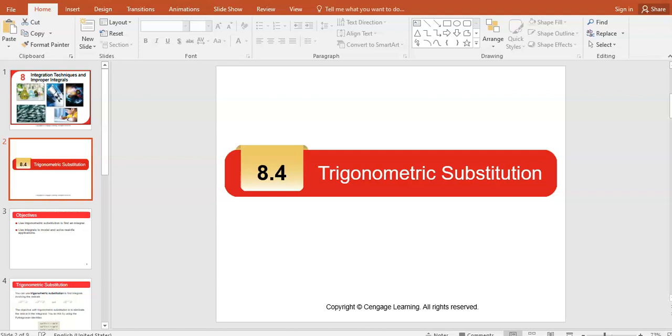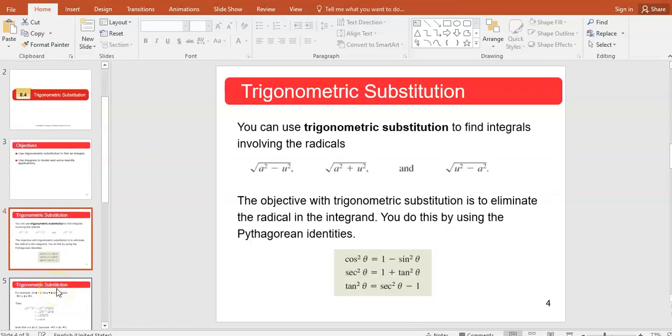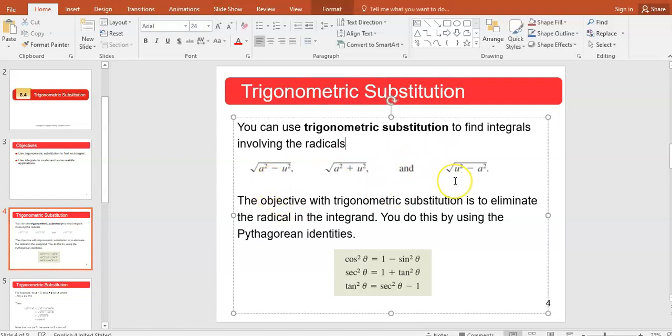Okay, 8.4 is trigonometric substitution. From here, these are the three things that we're going to look for, and depending on what they look like is what trig function we're going to be using. And what sign they tell you what to use. I'm going to do a couple of examples so you know exactly what I mean.